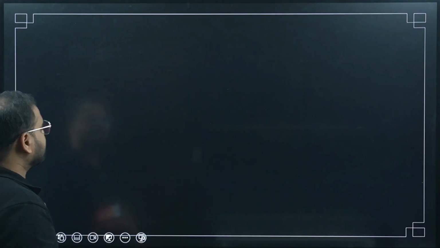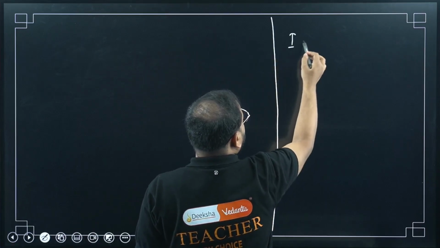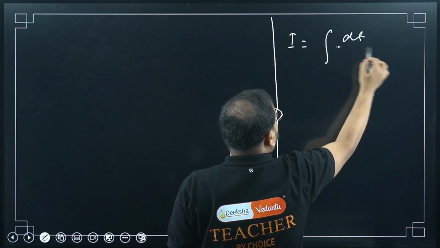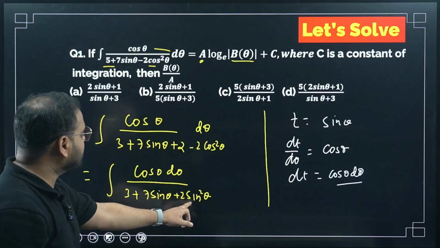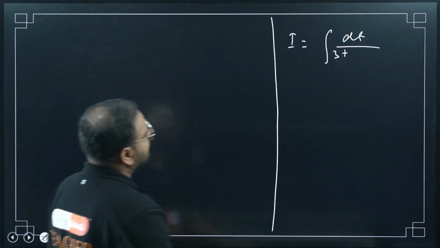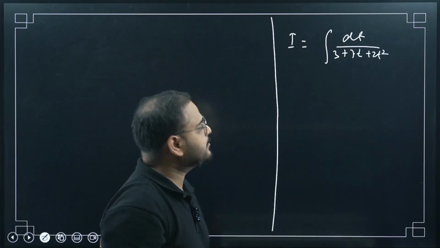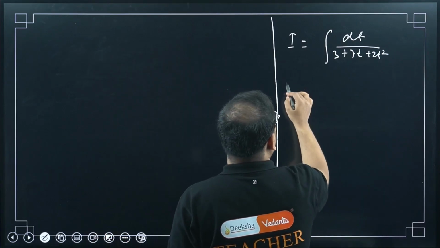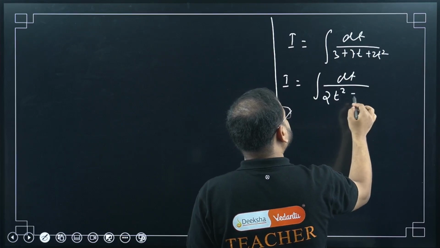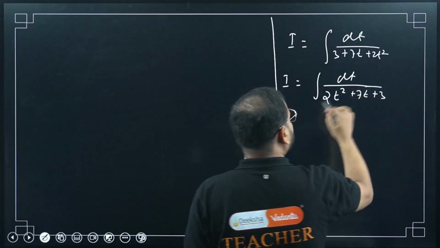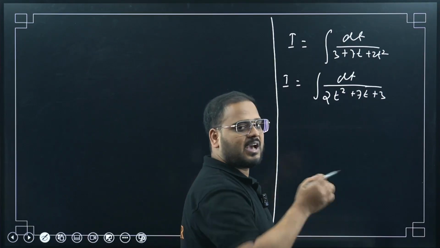So I'll write this expression again. My integral will become dt upon 3 plus 7t plus 2t square. I can make the factors of the denominator. Let me try. Yes, I can make it. So I write it as integration of dt upon 2t square plus 7t plus 3. Multiply the constant term and the coefficient of the quadratic term, I get 6.